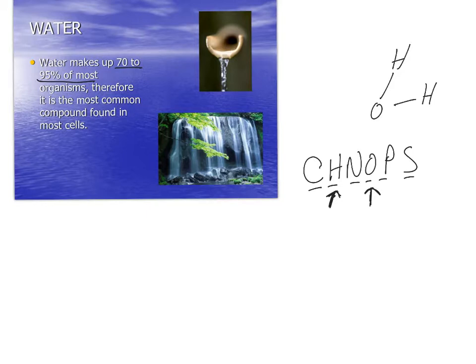You are a solution. Your cells have solutions in them. They have varying amounts of solute in the solution. So when we talk about this water molecule making up most of the organisms found on the planet, it's not surprising that the elements that make up water are in SCHNOPS, right? Because water is 70 to 95% of most living things, and these are the main elements in life. So that wouldn't be surprising at all.